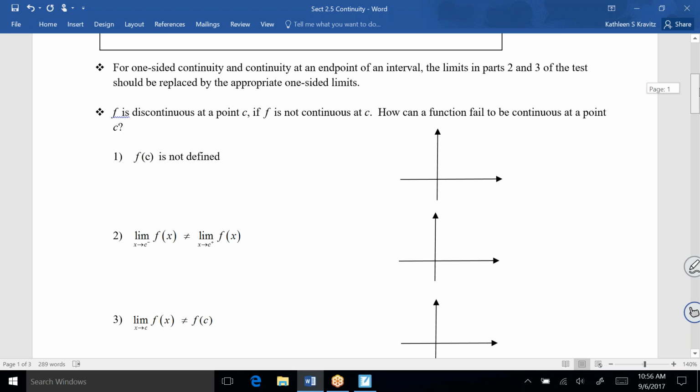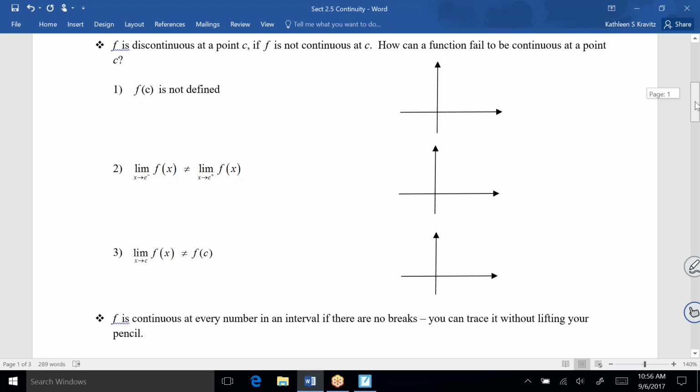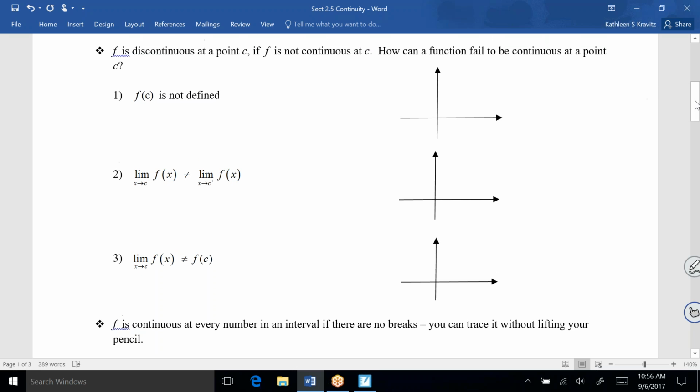So then by definition, f is discontinuous at a point c if it's not continuous at c. So it seems kind of obvious, right? So how can a function fail to be continuous at a point c? So let's go through those three criteria that it needs to meet and then look and see what it looks like if it doesn't happen.